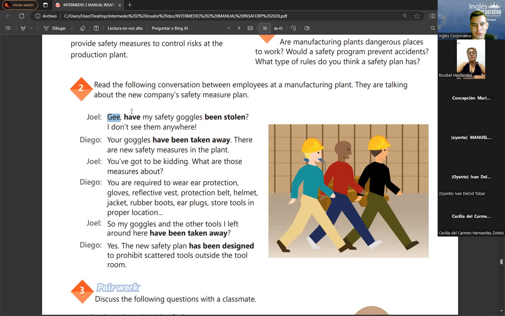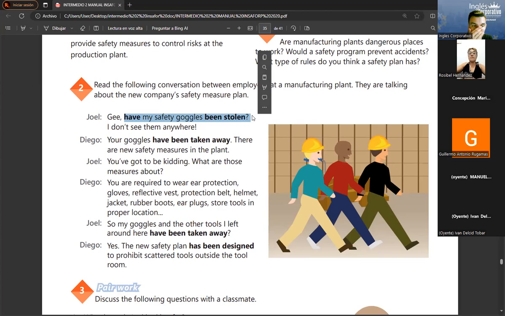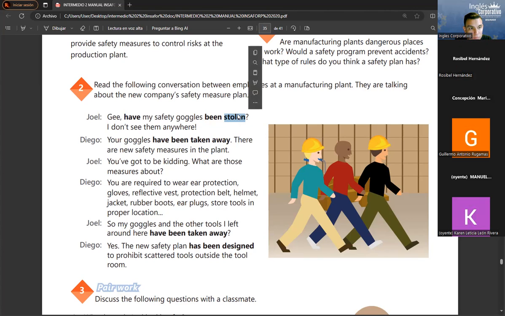And it says, have my safety goggles been stolen? Do you know what goggles are? Lentes. Los lentes de protección. Exactly. Goggles are like glasses. Then we have, G, have my safety goggles been stolen? What does this verb mean? Stolen. What is the infinitive? La forma infinita. Robado. Steal, excellent. So we have steal, stole, stolen. That is the past participle.